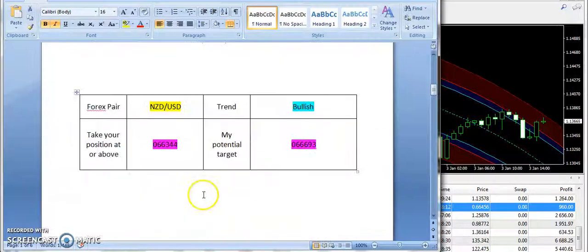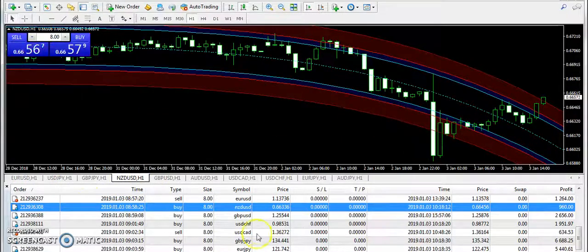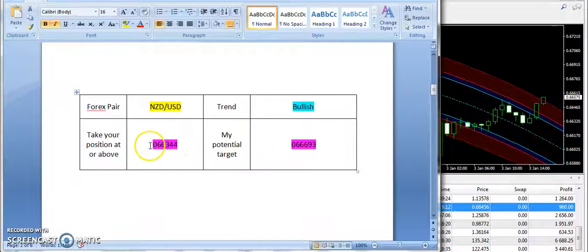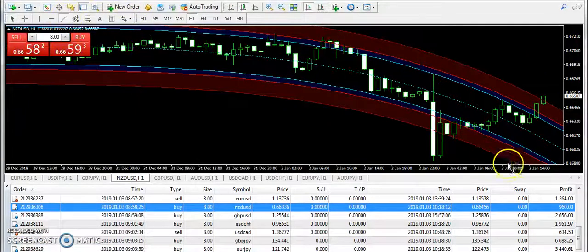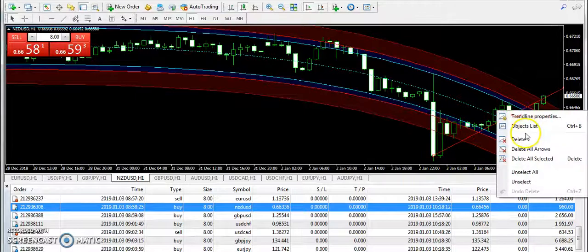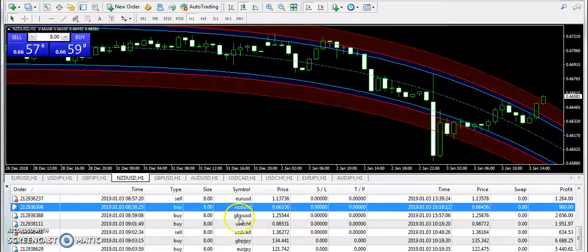Okay, now let's talk about the second signal of the day. That's New Zealand USD. I'm going to switch my chart to New Zealand USD, and you can clearly see New Zealand USD has moved up from 0.66344, that was the entry level, and 0.66693 was the target price. And you can see clearly we have seen an upward trend on New Zealand USD today, and that was the full day trading signal by 200forexwebs.com, and hopefully all subscribers must have made the profits.